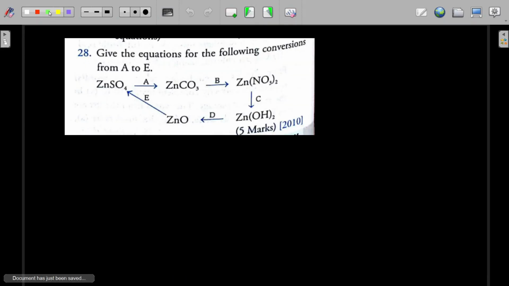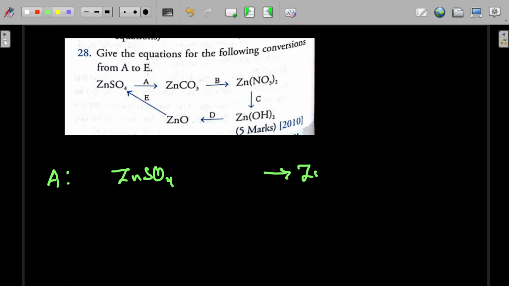Okay, these kinds of questions have also been asked. Again, you have to see the arrow mark properly. Sometimes they will give you something here like this. You have to observe the arrow mark carefully. So here what you have to write, give the equations. So you understand here A is an equation. So A is what? ZnSO4, say ZnCO3 you have to get.